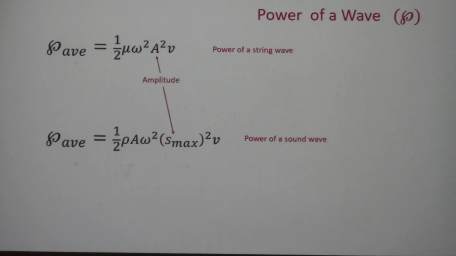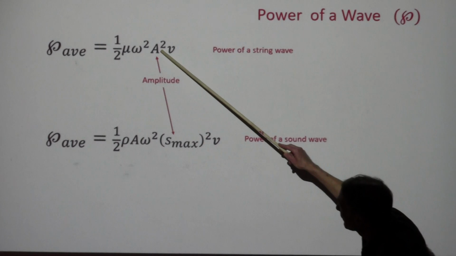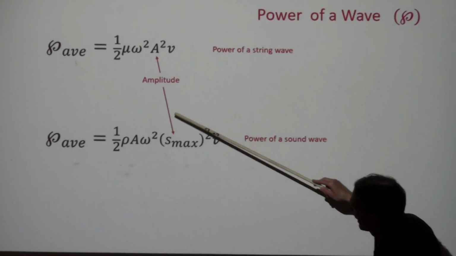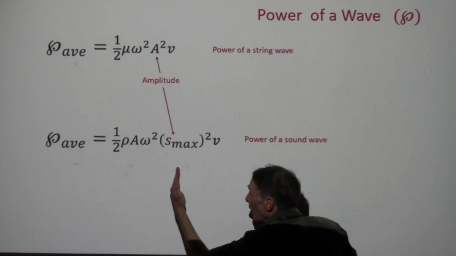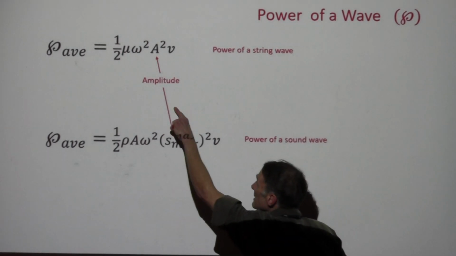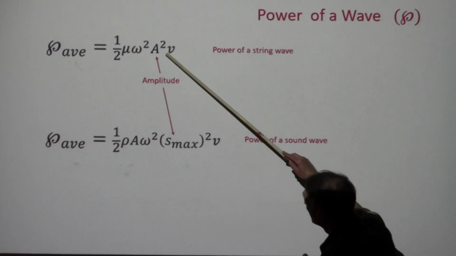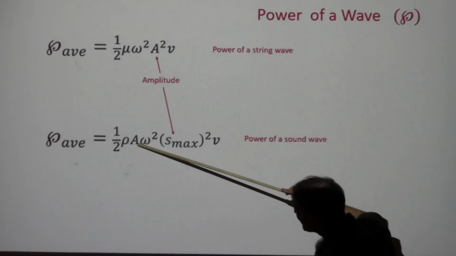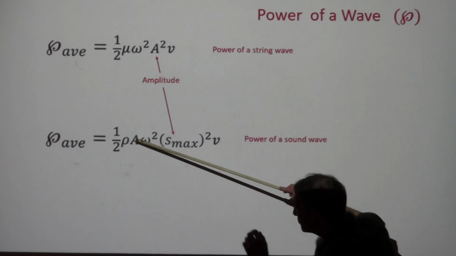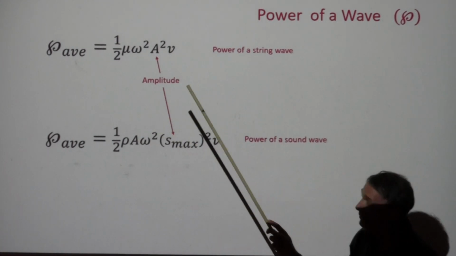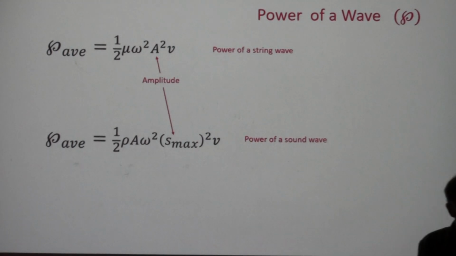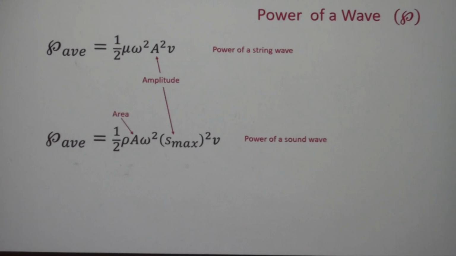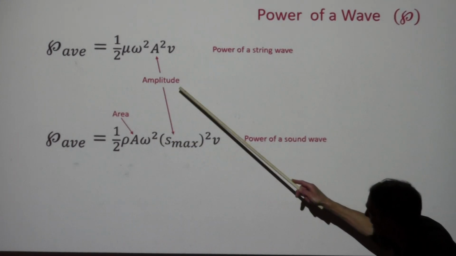Something you should keep in mind between these two is this is A for amplitude, where S was the displacement. Think of that speaker going, and typically this is something small going back and forth. This is the amplitude of the string. This one also has an A in it, which represents, if we're thinking in terms of these tubes, the cross-sectional area of the tube. So keep in mind that this is area, this is amplitude.